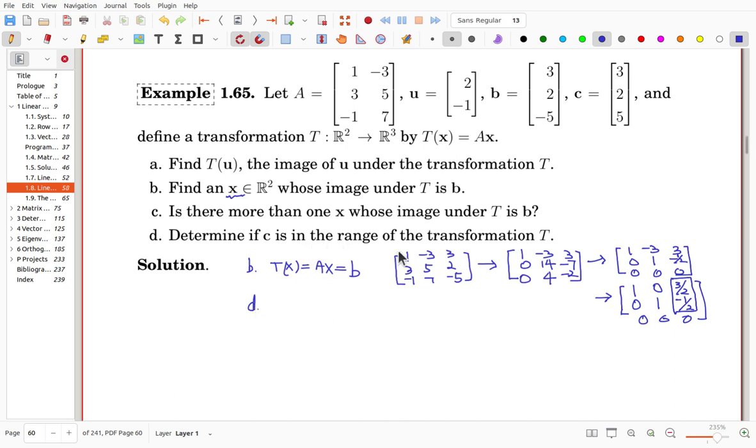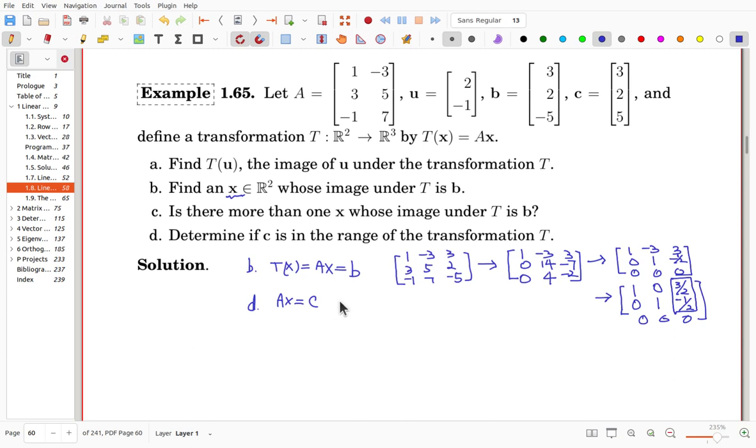And C is in the range of the transformation T. That means that here, transformation is matrix multiplication, so that if it is in range, then it can be written in this way: A times some X must be C. So this question is basically asking about solvability, and it's asking if this system is consistent.